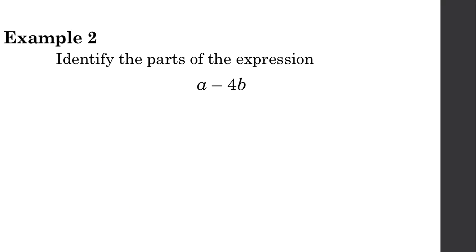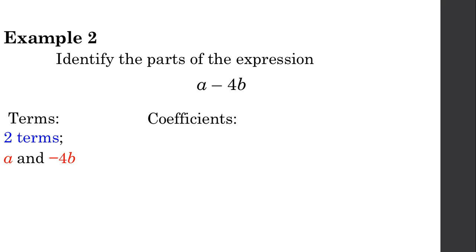So here we have a minus 4b. Now notice that the a does not have a number in front of it. When that is the case, that means that there's an invisible 1 there. So that's going to come in handy when we do our coefficients. So when looking at this expression, our terms are separated by a subtraction sign in this case. So we have 2 terms, the a, or the 1a, and a minus or a negative 4b. Those are our 2 terms.